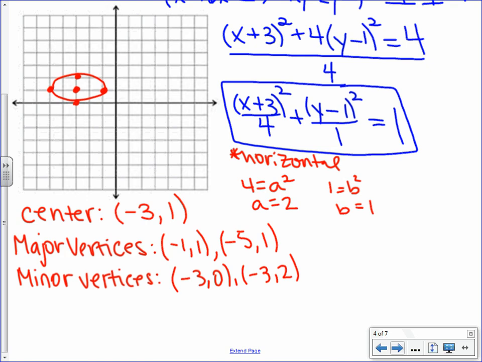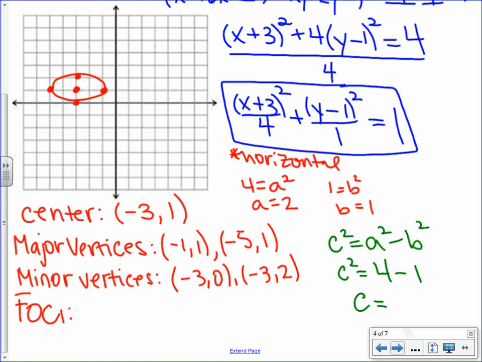We have one thing left to graph. What is it? We need our foci. In order to plot our foci, we need C. How do we find C? Yep, C squared is A squared minus B squared. All right. So A squared we decided was 4, minus B squared we decided is 1. So what is C?